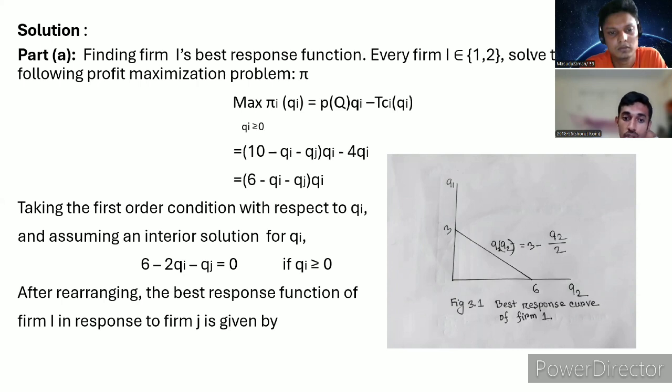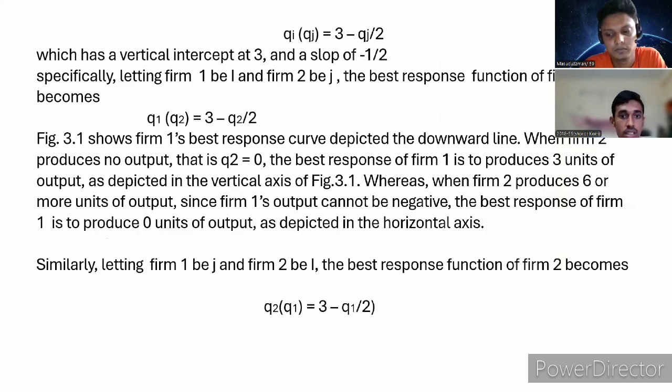Taking the first order condition with respect to Qi, and assuming an interior solution for Qi, we get 6 minus 2Qi minus Qj equals 0, if Qi is greater than or equal to 0. After rearranging, the best response function of farm i in response to farm j is given by the following. This is farm i's best response function, with a vertical intercept at 3 and a slope of minus half.